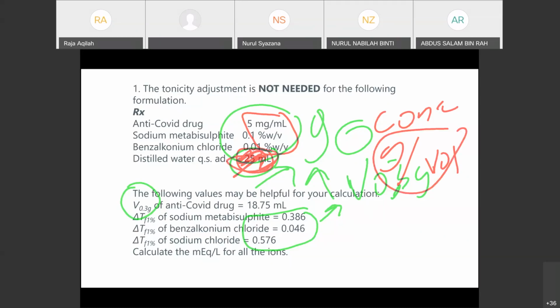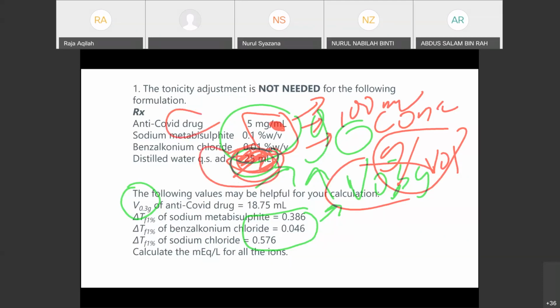You can even do V0.3 gram for 100 mil, because you can always convert all this into 100 mil, unless here I'm giving you 5 milligram. If I give you 5 milligram, then the 25 mil is important, because you need to know that in these formulations there is 5 milligram of this drug in 25 mil of the overall formulation. Okay, right? So if that is okay, then I will go to the next question. Any more things you want to add about this question?